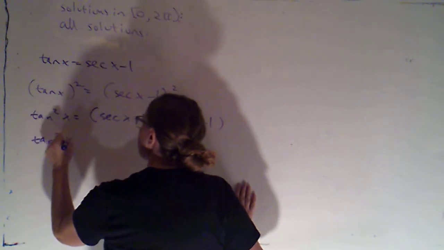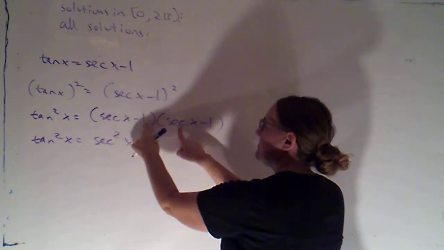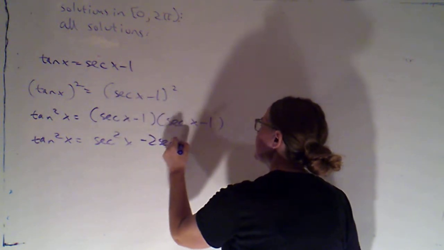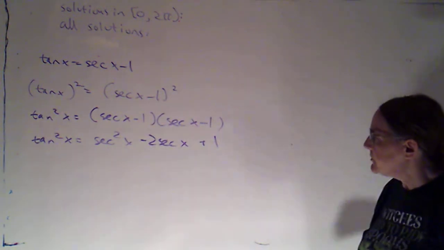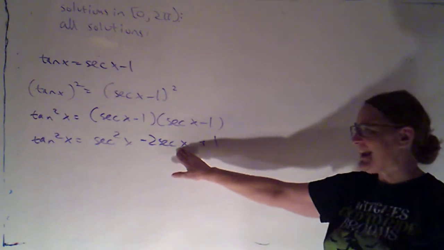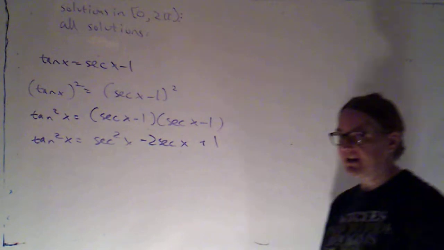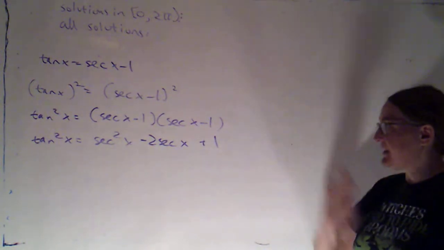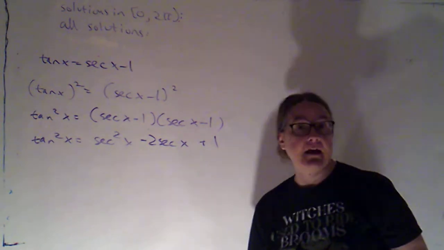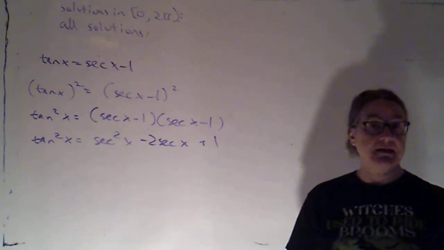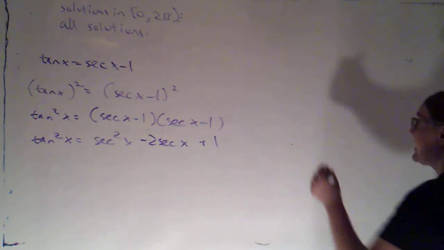So we'll have tan squared x equals secant squared x minus 2 secant x, and then plus 1. So you'll notice I've got secant squareds and secants, but with tangent I only have tangent squareds. So I'm going to try to replace the tangent squareds with something that involves secants. Now, if you remember the version of the Pythagorean identity involving tangent squared and secant squared, great. If you don't, great, because we can get it.